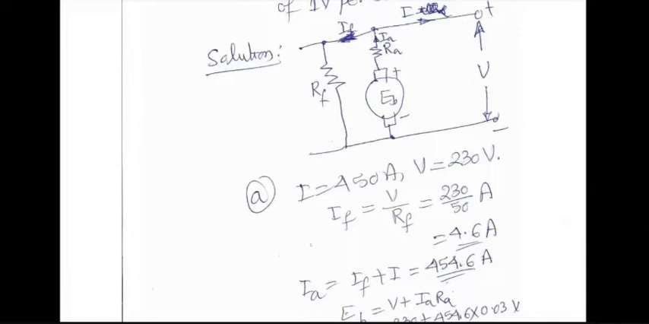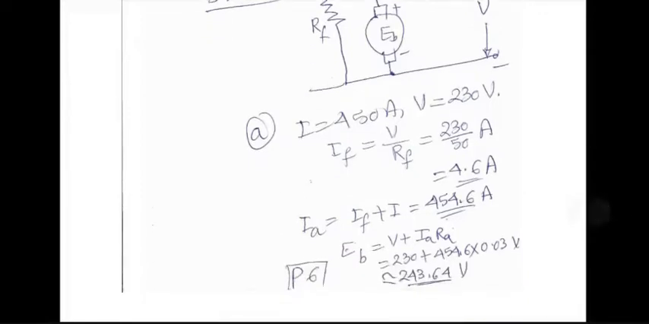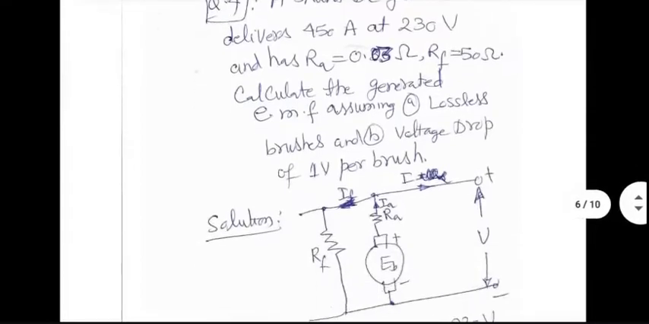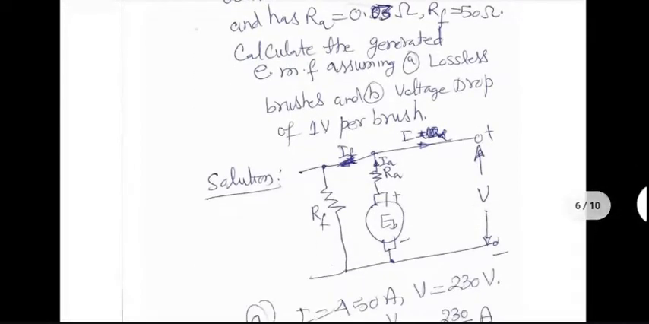So IA will be IF plus I. So 400 ampere plus 4.6 ampere. Sorry, 450 ampere plus 4.6 ampere. So armature current is 454.6 amperes. EB will be V plus IARA. Do the calculations after that. Back EMF turns out to be 243.64 volt approximately. In part A, this is the answer because we are ignoring the voltage drop due to the brushes.